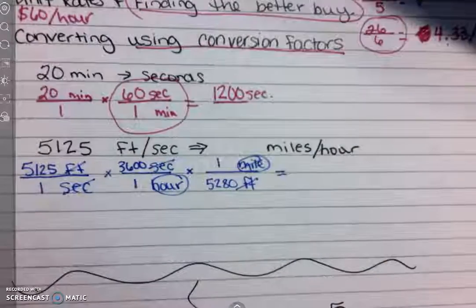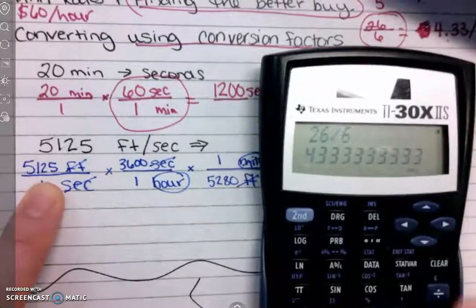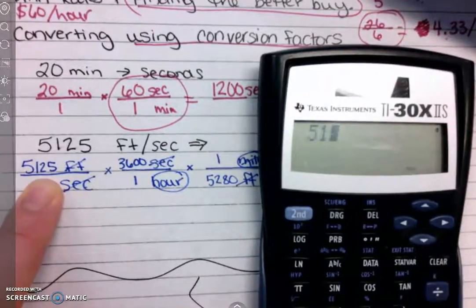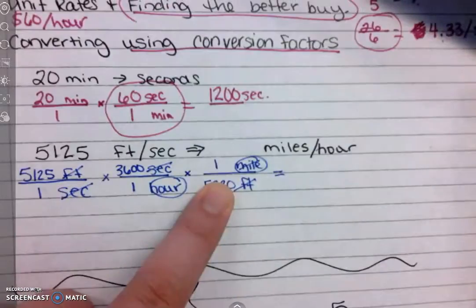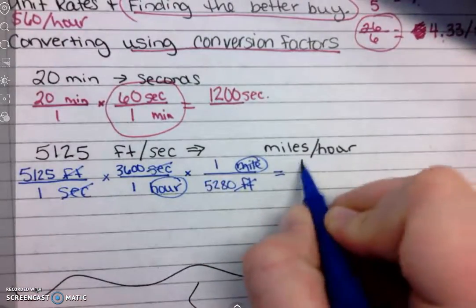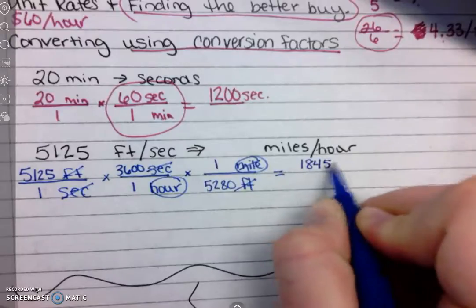So I would do the math. 5,125 times 3,600. Holy, that's a big number.